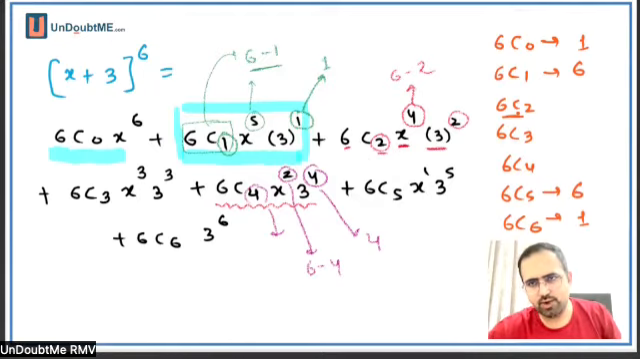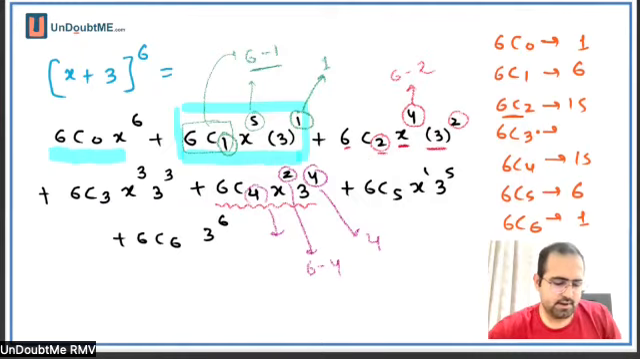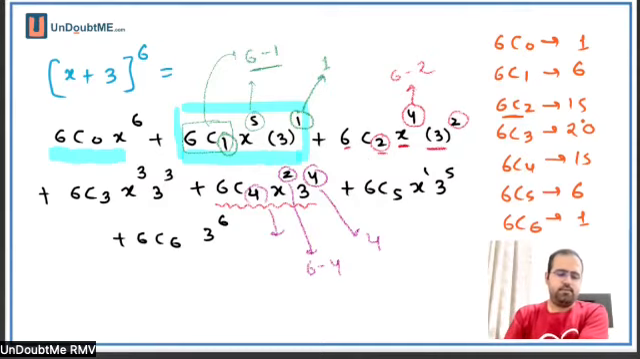Is there anyone who has calculated it? Yes, sir. It will be 15. Slowly I'll tell you the method to calculate it orally. Step by step we'll learn that also. 6C3 is 6 times 5 times 4, which is 120, divided by 6, which is 20. Okay, so these are the coefficients which will be replaced.